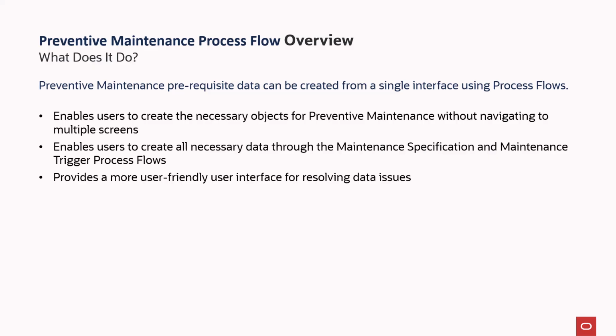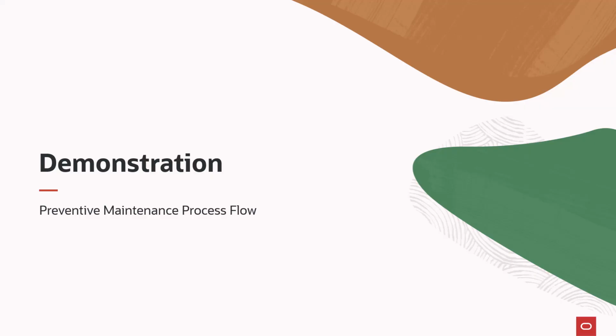Now, users have the flexibility to create the necessary objects for preventive maintenance by using two process flows. Using the maintenance specification process flow, users can create the asset type, maintenance specification, and maintenance schedule records. Using the maintenance trigger process flow, users can create the maintenance trigger, template work orders, activities, and activity resource requirements in a flow without navigating to the various screens. Now, let's look at the preventive maintenance process flow.